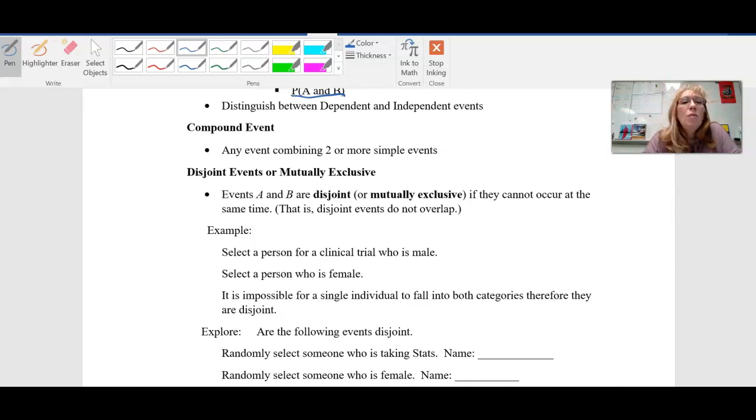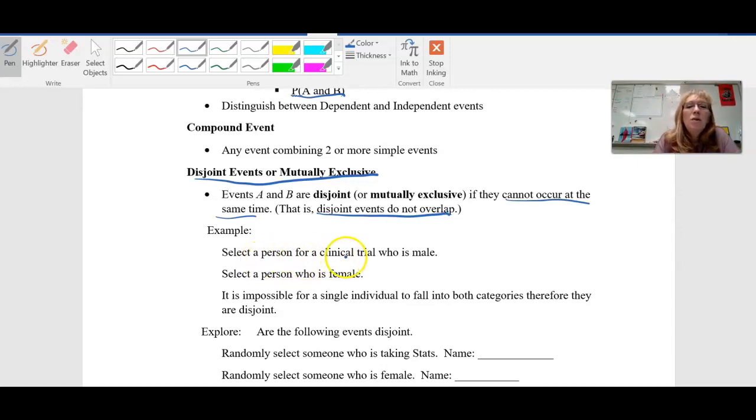Compound event, we just have two or more. A disjoint or mutually exclusive event means they do not affect each other. They cannot occur at the same time. Disjoint events do not overlap. So what one does has nothing to do with the other.